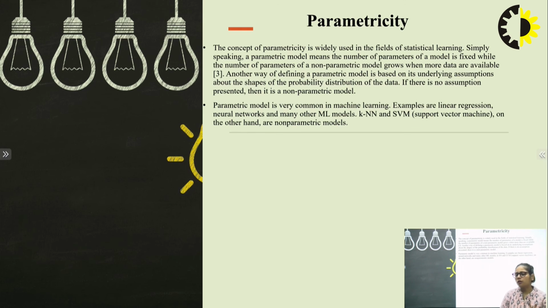Basically, in a parametric model, we already decide the parameters, and according to those parameters, we choose data. But in a non-parametric model, we don't decide any parameter. We choose data randomly. This is the basic difference between parametric and non-parametric models. Parametric models are very common in machine learning. Examples are linear regression, neural networks, and other ML models.